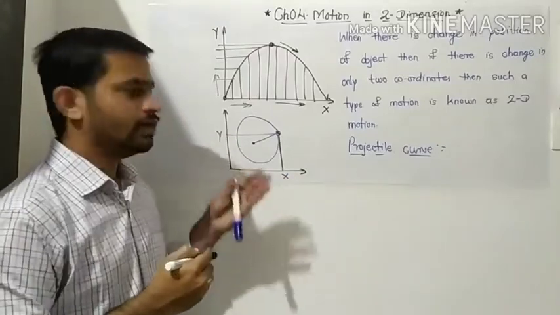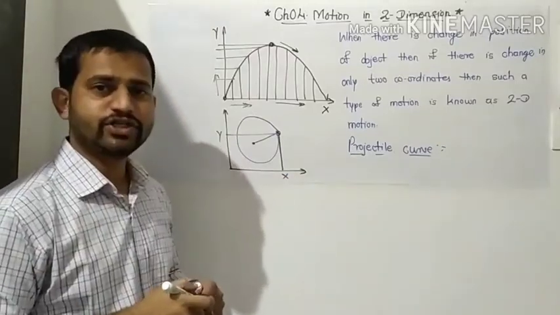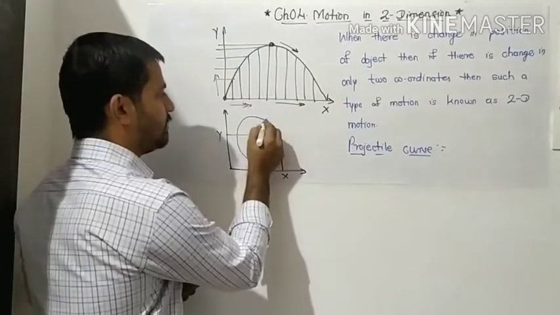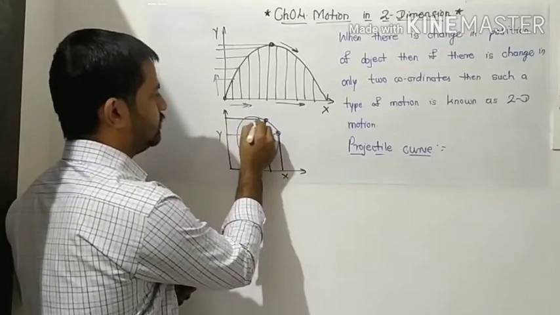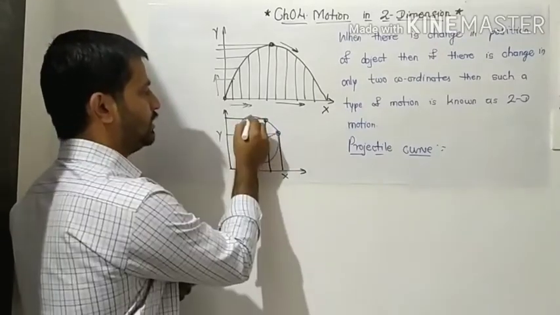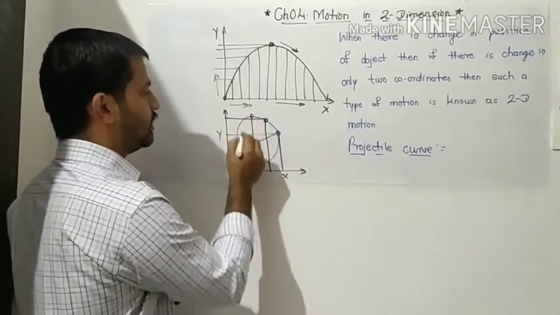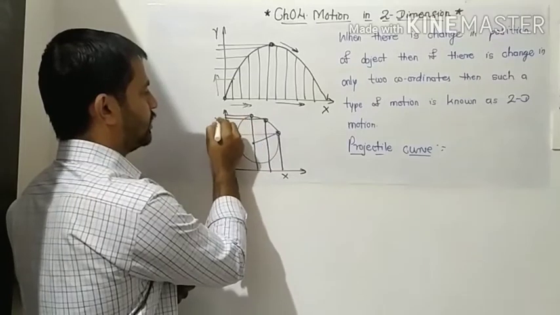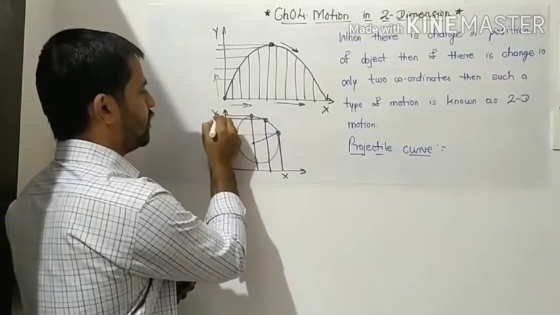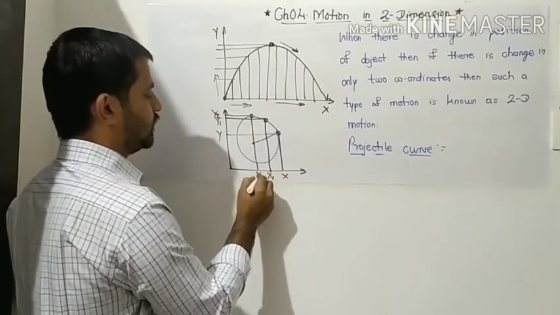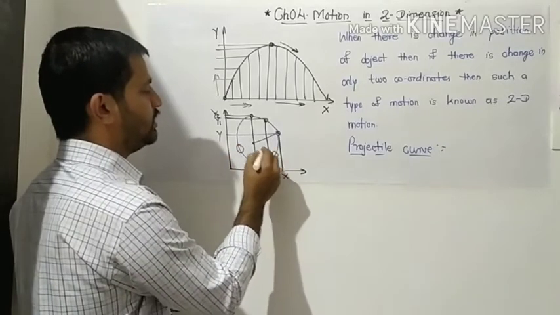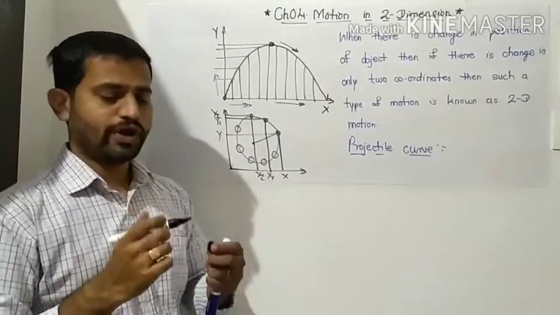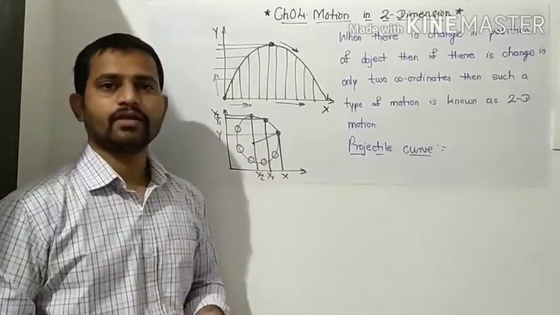When the stone changes its position to this level, this is the x coordinate, this is the y coordinate. Then at this level, this is the x coordinate, this is the y coordinate. So this is y1, this is y2, x1, x2. So along that circular motion, there is only a change in 2 coordinates of the stone.